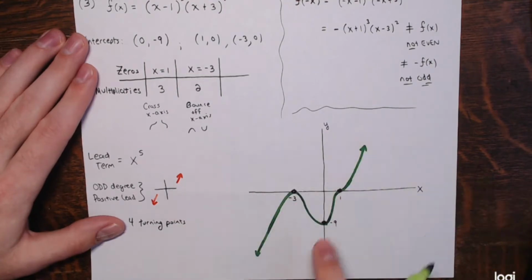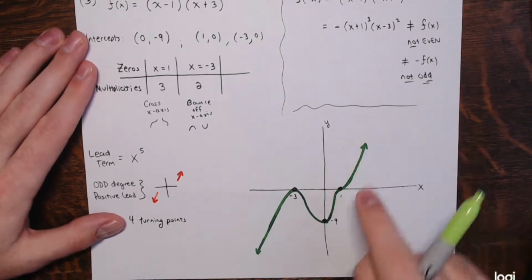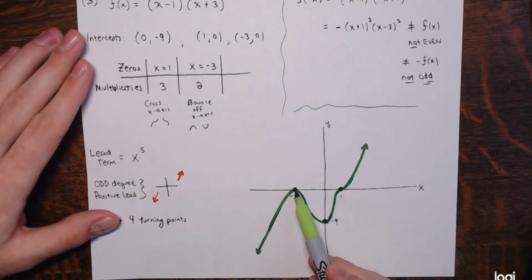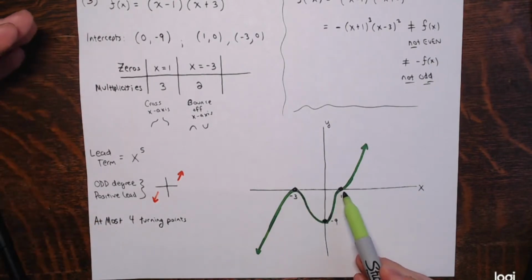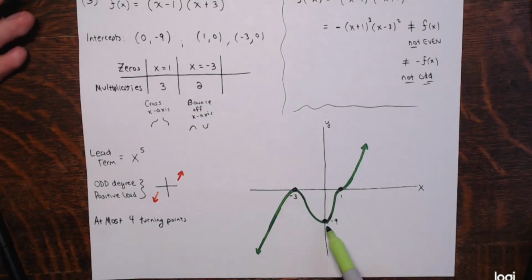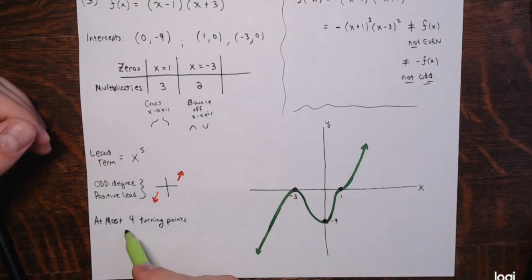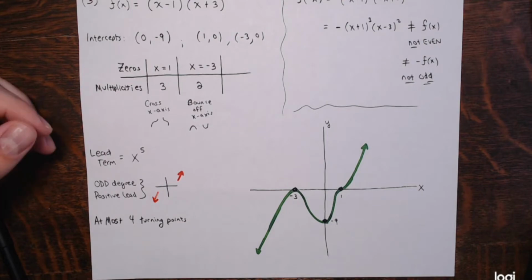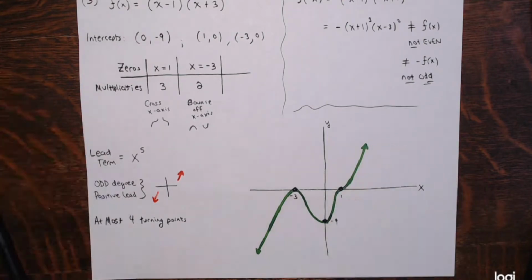To keep the end behavior the same: down on the left, up on the right. Bouncing off at -3, crossing over like a degree 3, like a cubic, at x equals 1. And you've got 2 turning points here, which is not more than 4 turning points, so my drawing is okay. Again, I don't know exactly where the turning points are. That's a calculus thing. If you want to find by hand exactly where the turning points are, you're going to need to go into a Calculus 1 course.